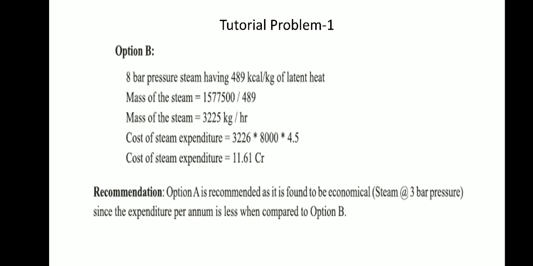Then the recommendation is that option A is recommended as it is found to be economical, since the expenditure per annum is less compared to option B, because of pressure reduction. Therefore, for high pressure applications, such as work delivered in a turbine application, we use high pressure steam. For heating processes we use lower pressure steam, which has higher latent heat. This is the inference from our problem. Okay, thank you.